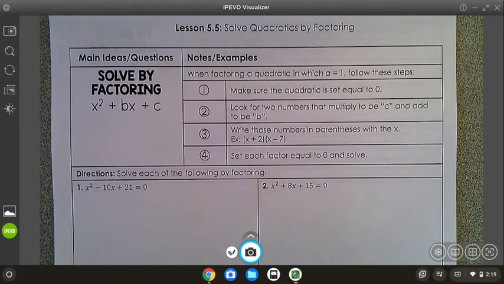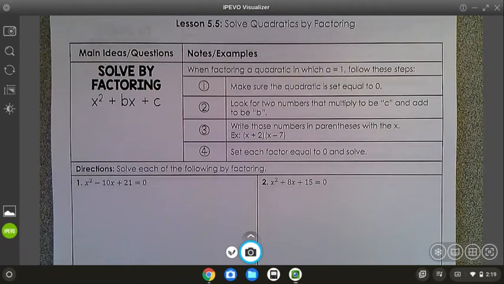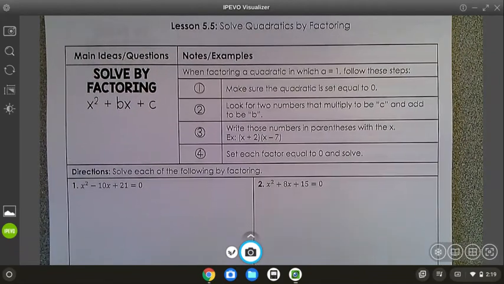In this video, we're going to be doing lesson 5.5, which is on solving quadratics by factoring. And you probably learned how to factor in Algebra 1, but you may have forgotten or you may have missed it somehow. So we're going to review that and do some of those factoring techniques today.